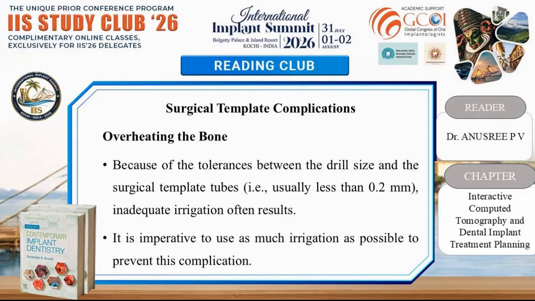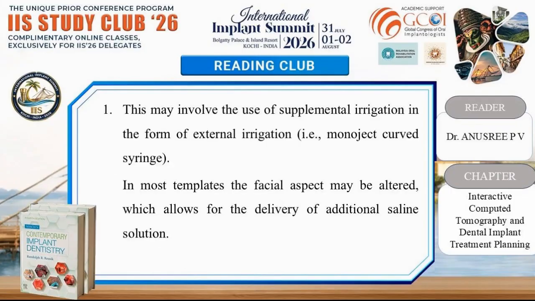Surgical template complications. Overheating the bone. Because of the tolerance between the drill size and the surgical template tube, inadequate irrigation often results. It is imperative to use as much irrigation as possible to prevent this complication. This may involve the use of supplemental irrigation in the form of external irrigation. In most templates, the facial aspect may be altered, which allows for the delivery of additional saline solution.